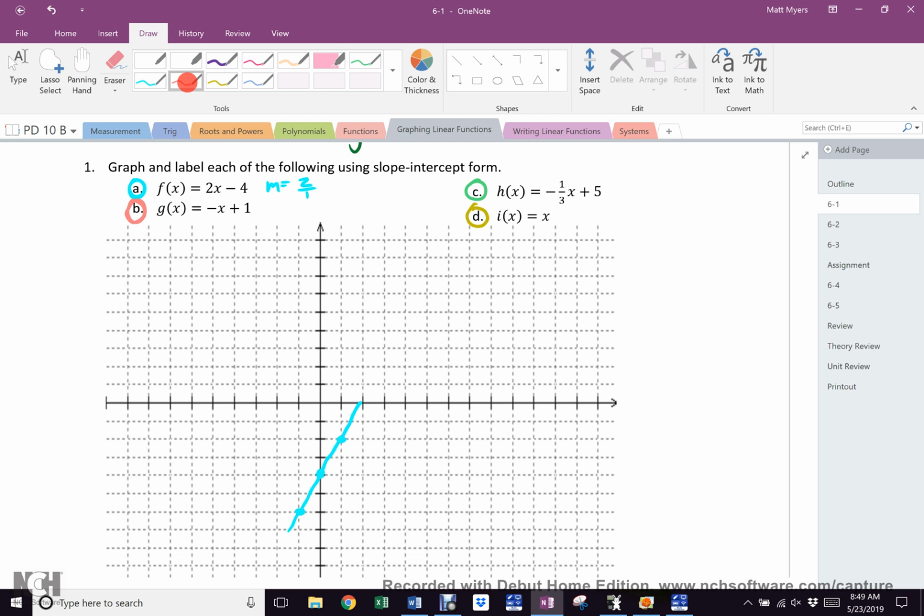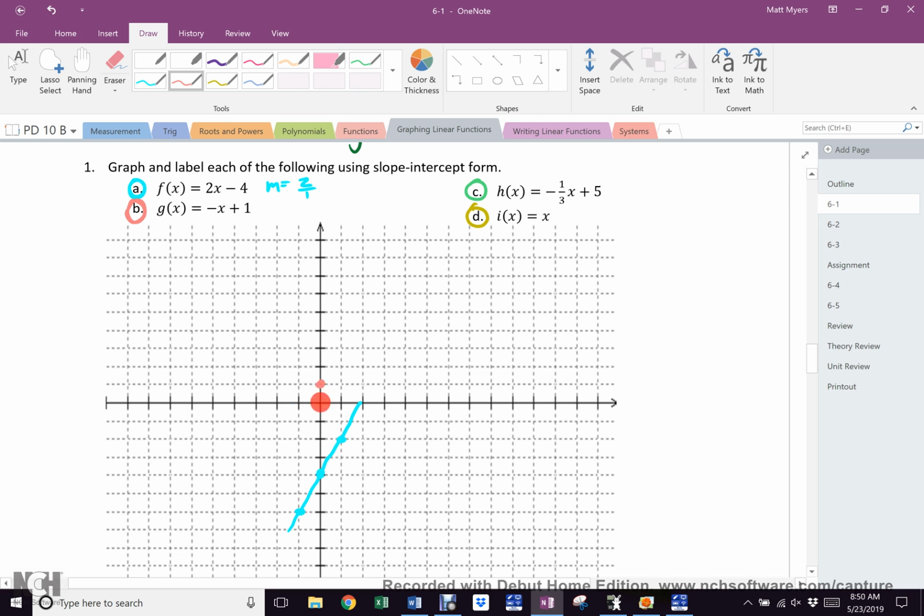Now, let's do B. Is this in the right form? Yes or no? To quote the BFG. Yes. From the lovely book by Roald Dahl. Is this in the same form? What is my starting point? (0, 1). What is my slope? -1. So I must go where?